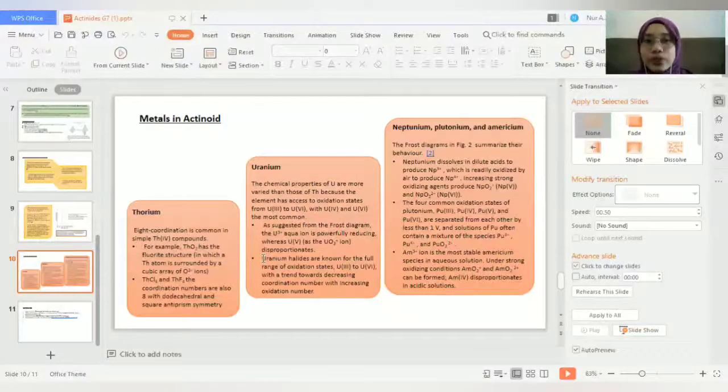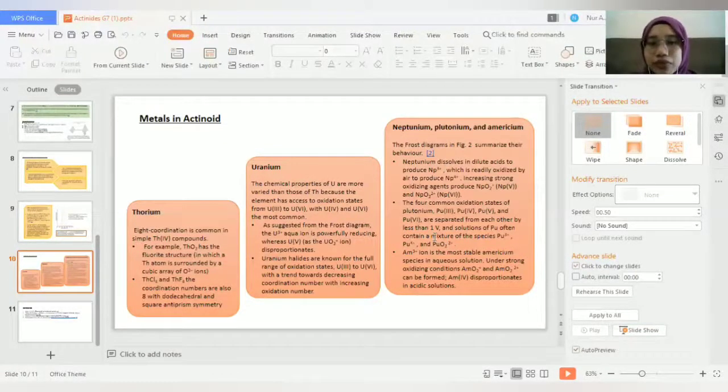Lastly are neptunium, plutonium, and americium. These elements have somewhat similar properties, but we can see from the Frost diagram to summarize their behavior. Neptunium dissolves in dilute acid to produce neptunium 3+, which is readily oxidized by air to produce neptunium 4+. Plutonium has four common oxidation states: plutonium 3, 4, 5, and 6.